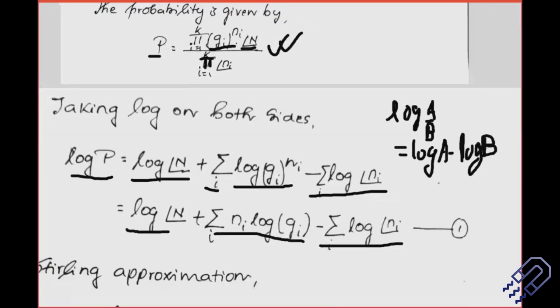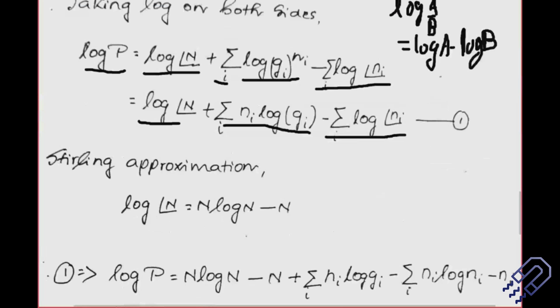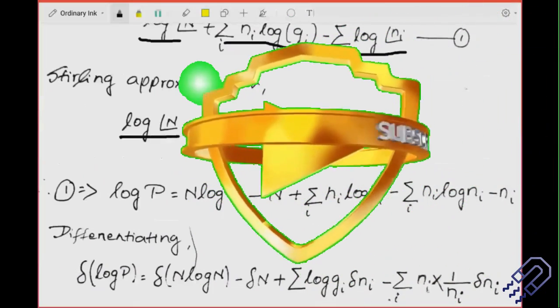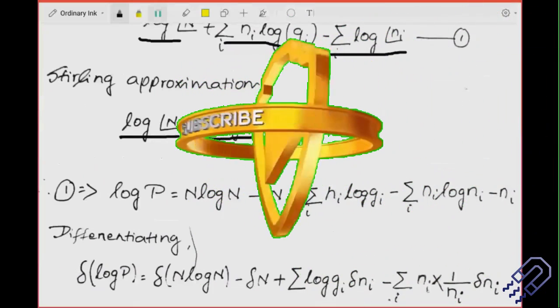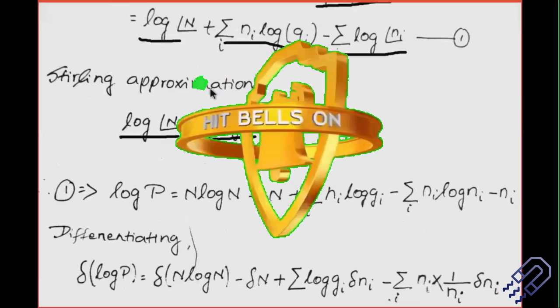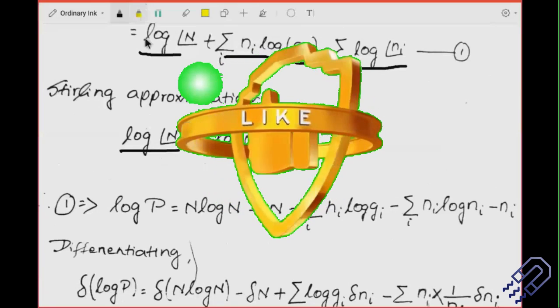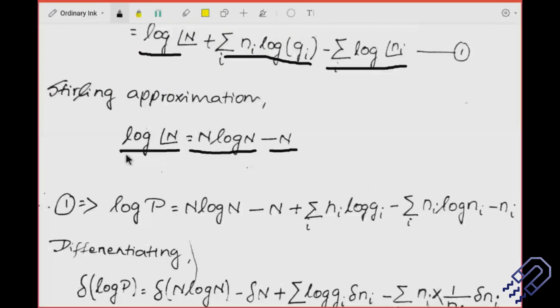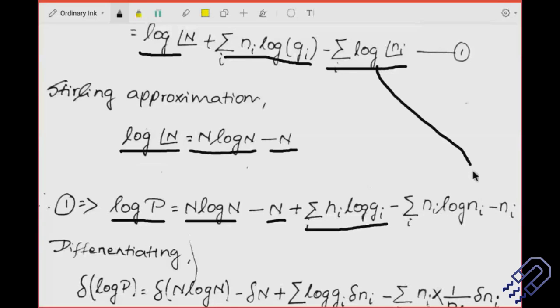So what is the Stirling approximation? Stirling approximation says: log of factorial n is n log n minus n. If you do some statistical calculations, you will arrive at this result. Then we are going to replace it in this equation 1. So let's replace it. Log of p is n log n minus n. This doesn't have any factorial, so it remains the same. And this term again becomes ni log ni minus ni.